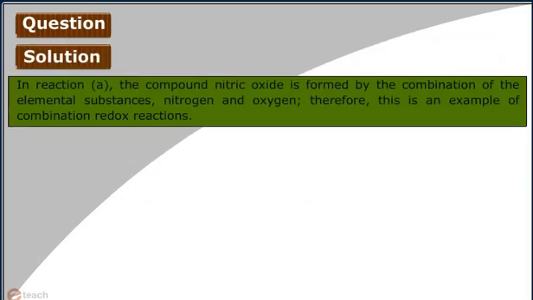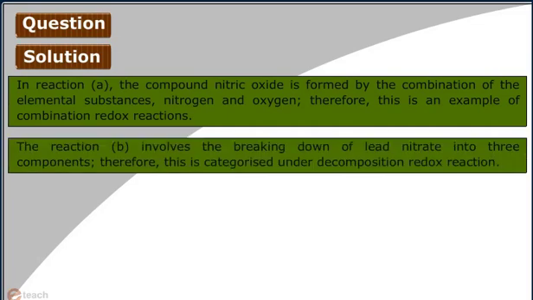Let us have the solution. In reaction A, the compound nitric oxide is formed by the combination of the elemental substances nitrogen and oxygen. Therefore, this is an example of a combination redox reaction.